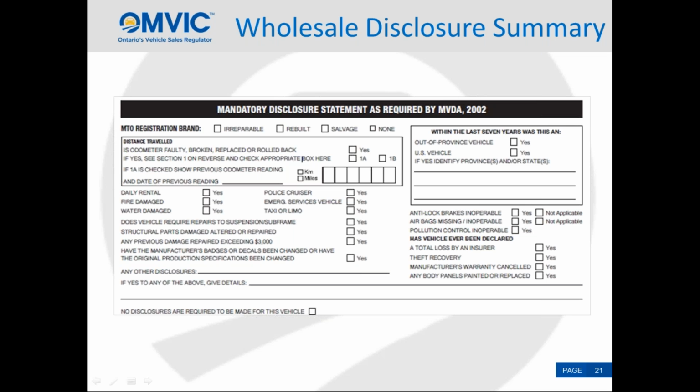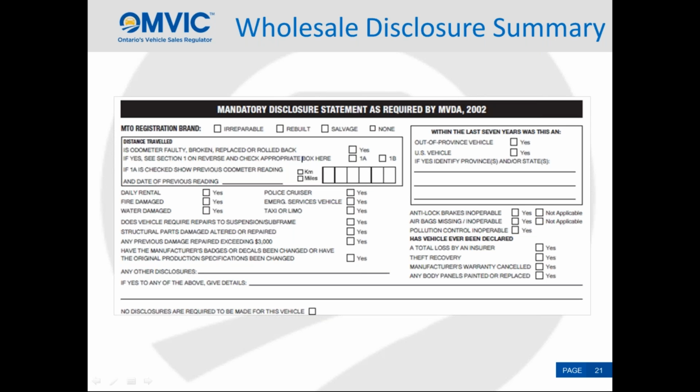The most common one we're seeing is obviously out-of-province vehicles, so we've clearly made it easy on the wholesale side for the out-of-province and where, in fact, in what state or what province it came from. You've got your accident damage disclosures, but it's important that there's more than just one, and that's the most common. It exceeds $3,000. We get that information off different reports, but you got to think about this as far as, are the badges and decals back on the car?